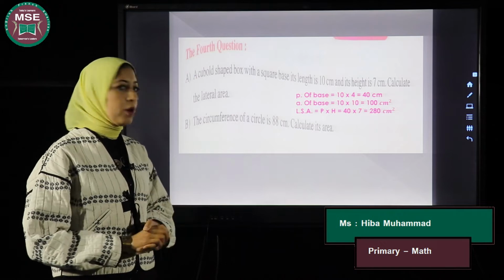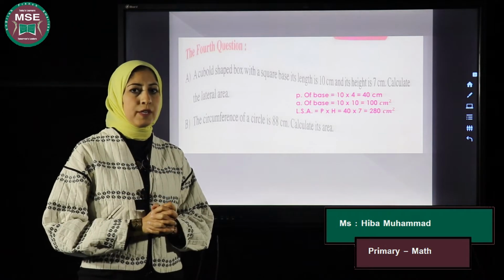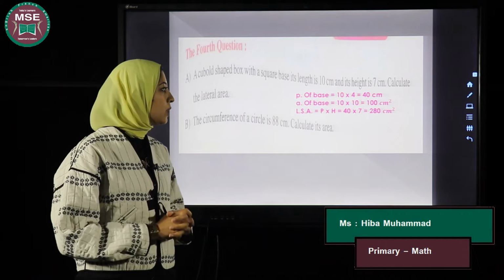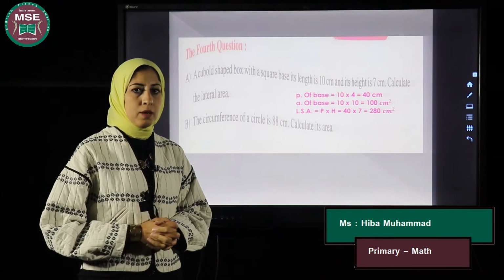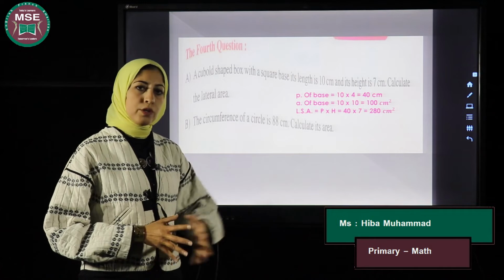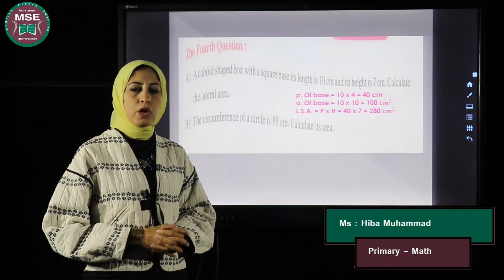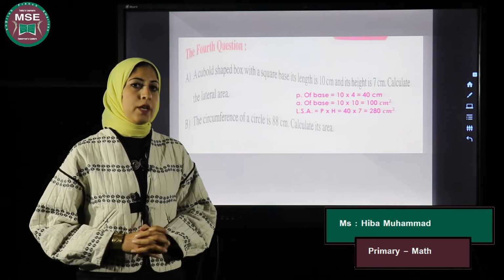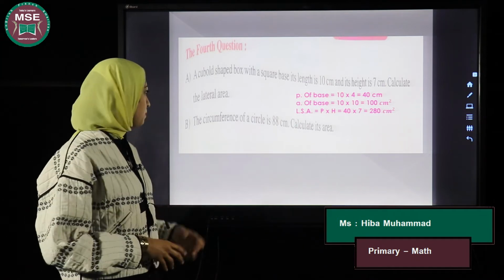If he is asking about the total surface area, the total surface area means the area of the 6 faces. Its rule is what? Its rule is lateral surface area plus 2 times base area. I will use the lateral surface area that I got, then I will use the area of the base and make it times 2 to get the total surface area. But here he didn't ask about the total. Okay?